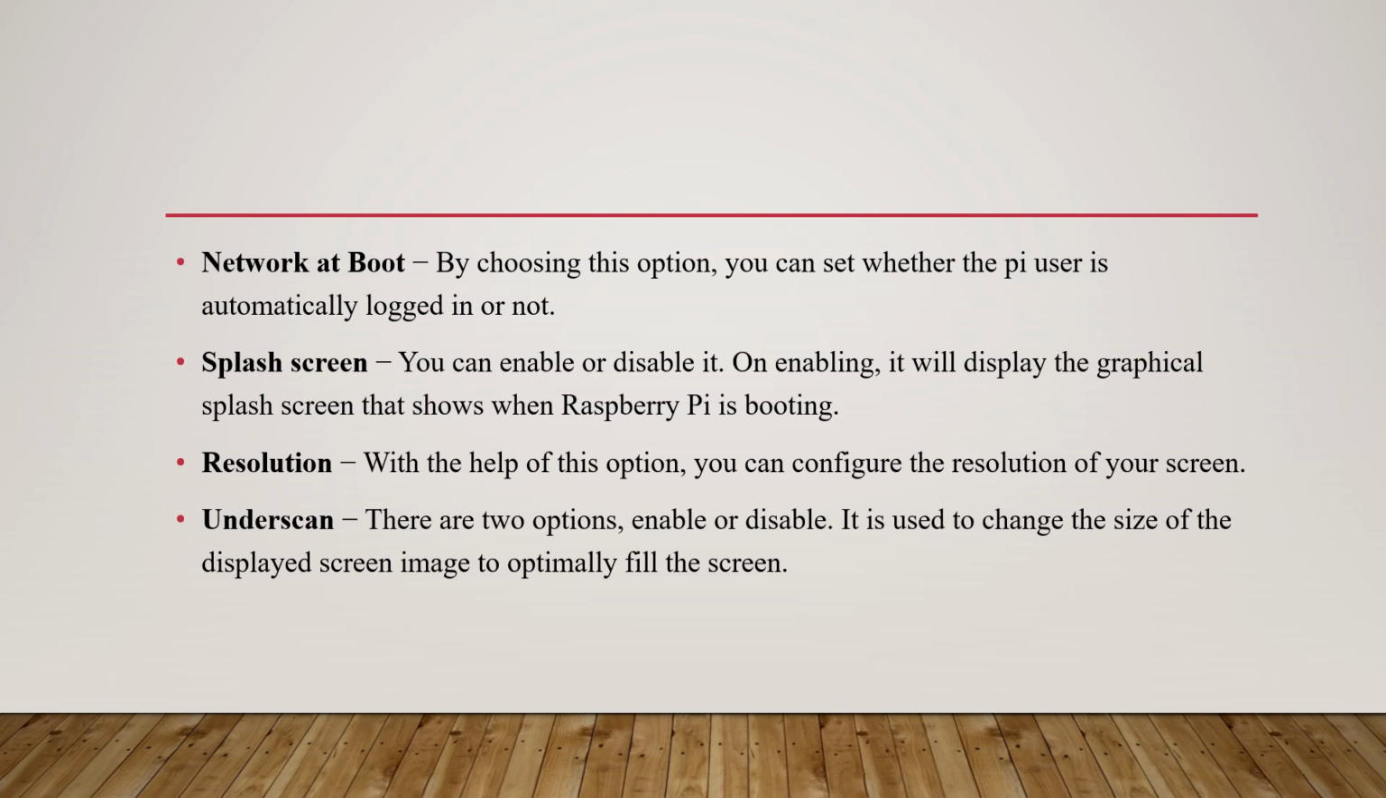We also have an option like splash screen, where you can enable or disable it whenever you want. On enabling, it will display the graphical splash screen that shows while Raspberry Pi is booting, and whenever you disable it, it will disable the option. We also have an option like resolution. With the help of this option, you can configure the resolution of your screen. We also have an option like underscan. There are two options, same as the splash screen, enable and disable, which is used to change the size of the displayed screen image to optimally fill the screen.